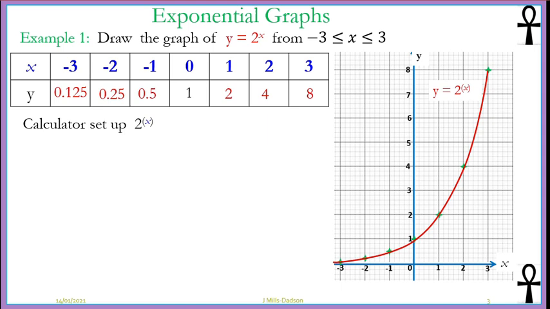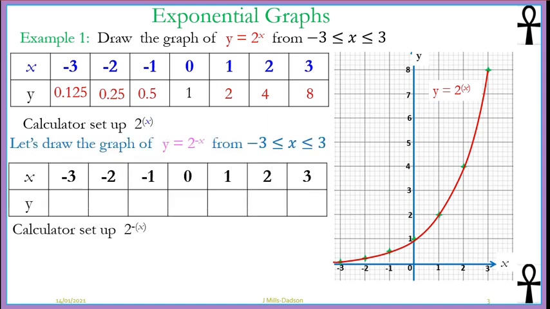Before we explain anything further, let us try and draw on the same grid the graph of y equals 2 to the power negative x, so we can compare and see what is happening. Set the calculator up this way: 2 to the power negative, then you put the x values in brackets. These are the answers. Let's plot them. Join with a smooth curve.